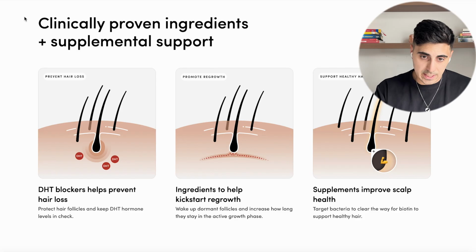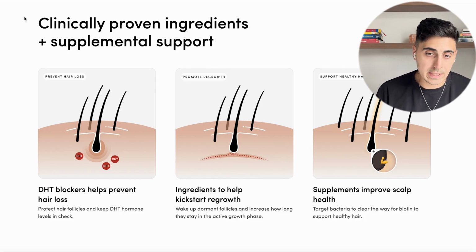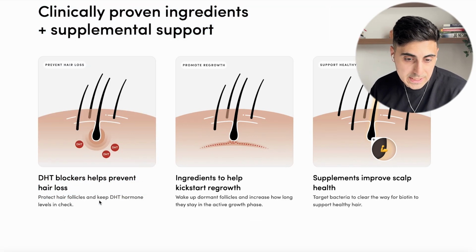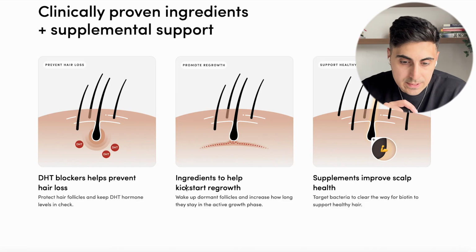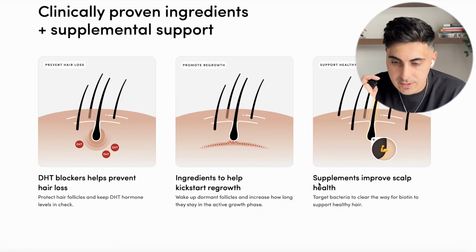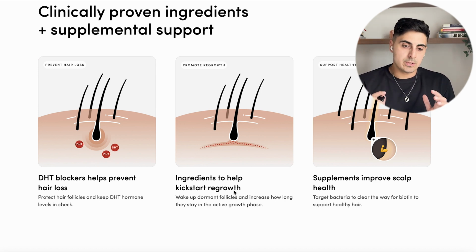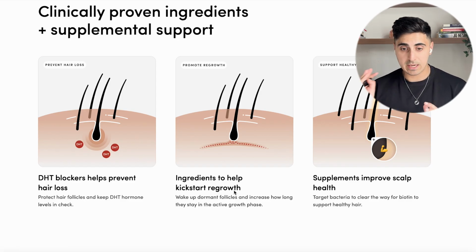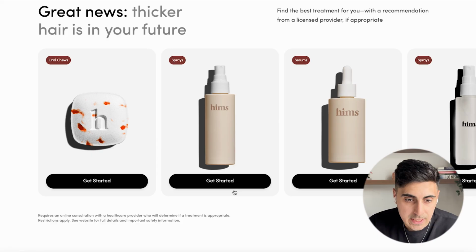So you can see what these guys have done here is they've taken quite a technical topic and put it in very easy to read English. DHT blockers prevent hair loss. That protects hair follicles and keeps DHT hormone levels in check. Key ingredients to help kickstart regrowth. Supplements to improve scalp health. Now, with the value proposition, they've explained the key ingredients, the feature, and they've turned it into the benefits. This ingredient leads to this outcome, and they focus on the outcome, which in this case is regrowth. And by putting it in simple language, which is quite a technical medical topic, that's how they're able to maximize that value proposition.